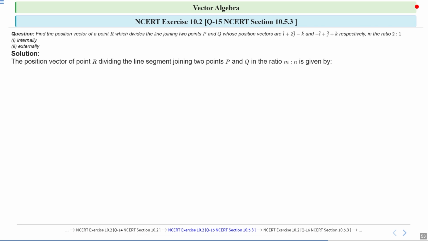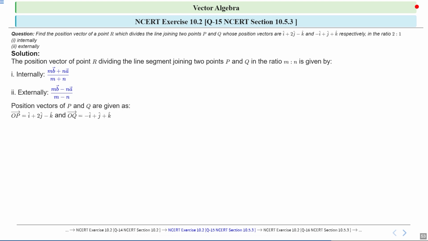The position vector of point R dividing the line segment joining two points P and Q in the ratio m:n is given as, first internally, (m b vector plus n a vector) upon (m plus n), second externally, (m b vector minus n a vector) upon (m minus n). So the position vectors of P and Q are given as OP vector equal to i cap plus 2 j cap minus k cap and OQ vector equal to -i cap plus j cap plus k cap.